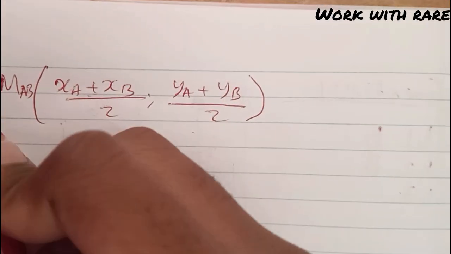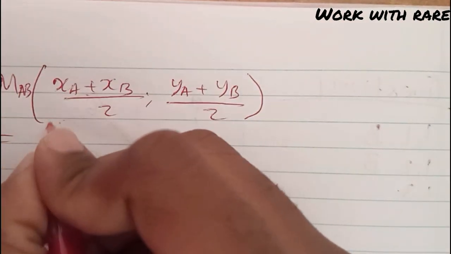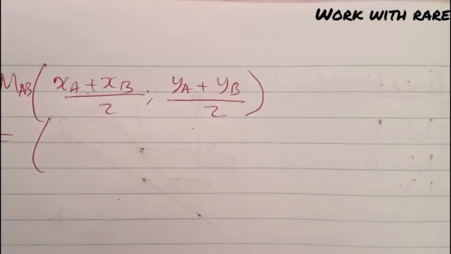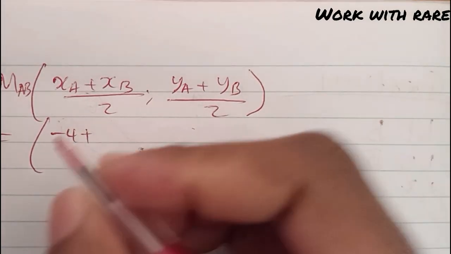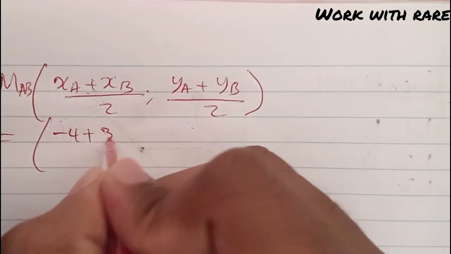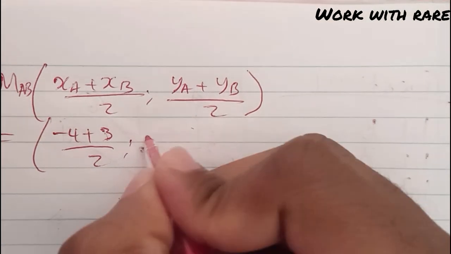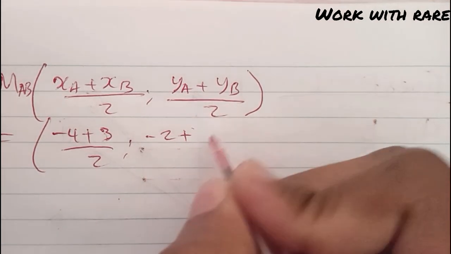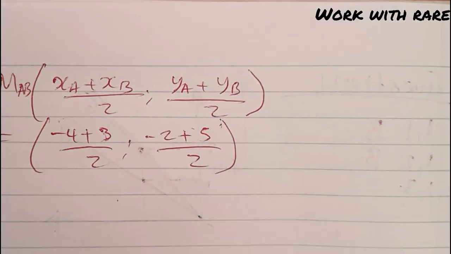Now let's look at our midpoint. x at A we said is -4, x at B we said is 3, right? Yes. From there, y at A is -2 and y at B is 5. From there we have to divide by 2.